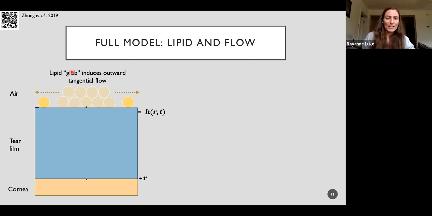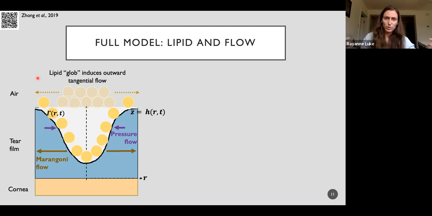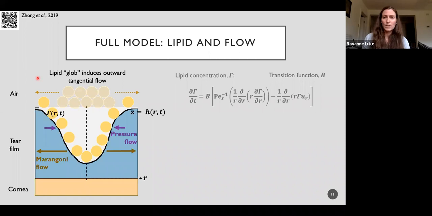So there's a high concentration of lipid sitting right here. There's a low concentration of lipid here. And the lipid wants to return to a uniform concentration. So it's going to drag fluid out from underneath as it moves and create a breakup region. And so we have two types of flow that come as a result of this. So directly related is Marangoni flow or dragging Couette flow. And then there's pressure flow.